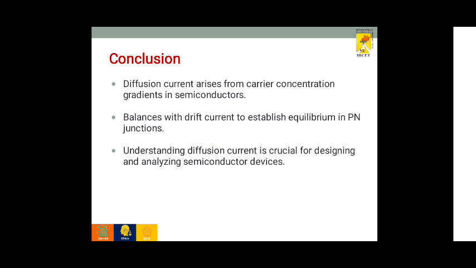Let's come to one more thing. There is a relationship between drift current and diffusion current. The diffusion current is balanced by the drift current due to minority carriers, and it keeps an equilibrium. The drift current is caused by the electric field in the depletion region.